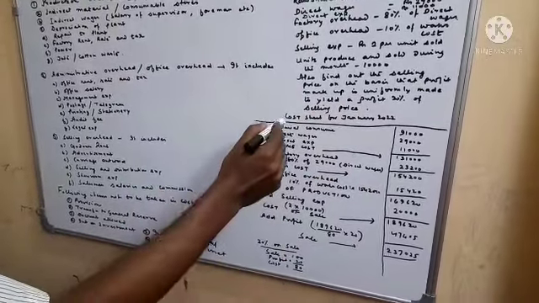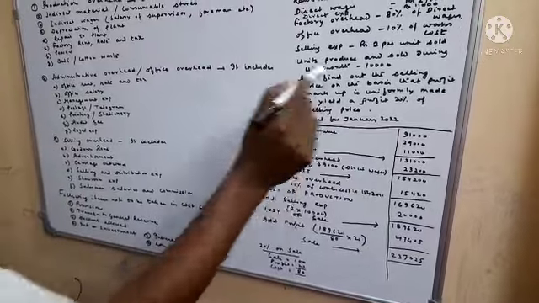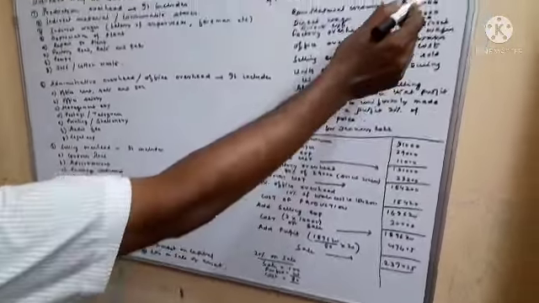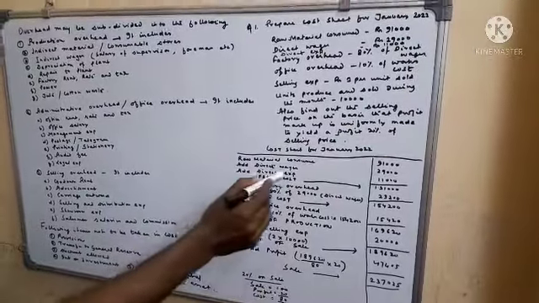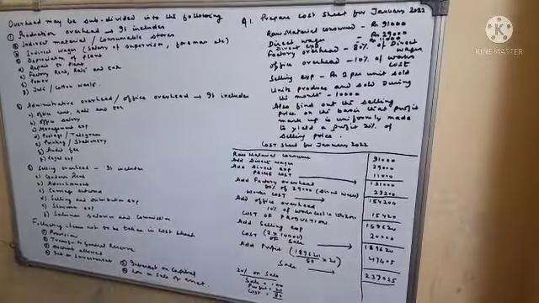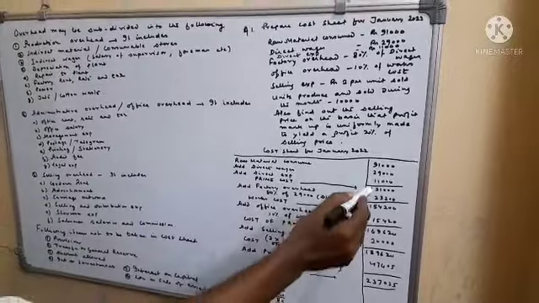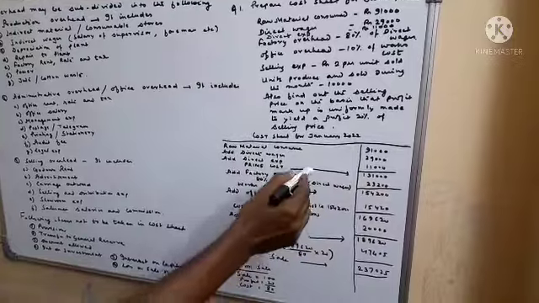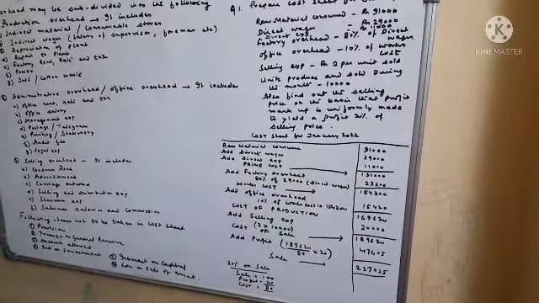Let us discuss the problem. Cost sheet for January 2022. Raw material consumed, how much is given in the question? 91,000. Direct wages, how much is given in the question? 29,000. Direct expenses, how much is given in the question? 11,000. Total 1,31,000. It is becoming prime cost.